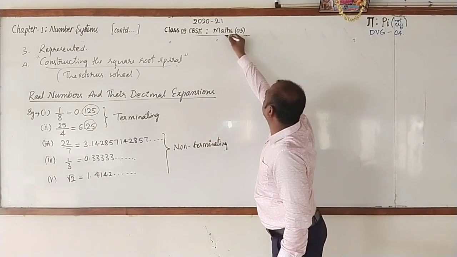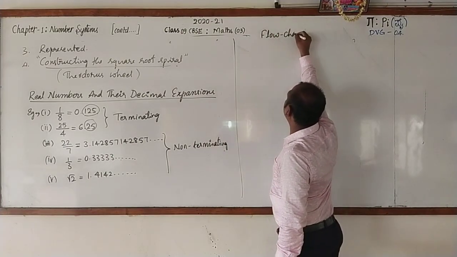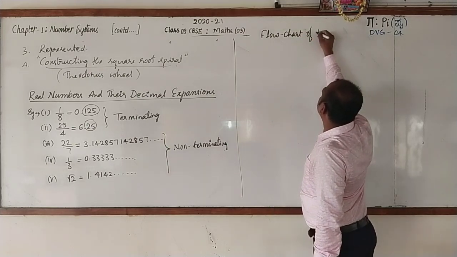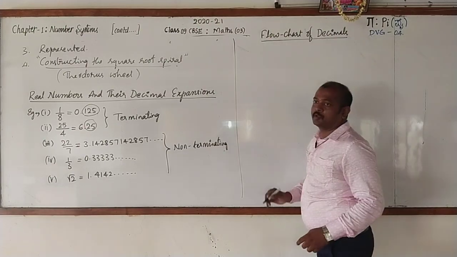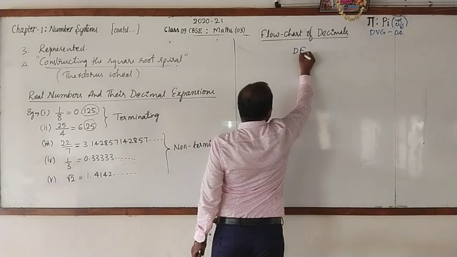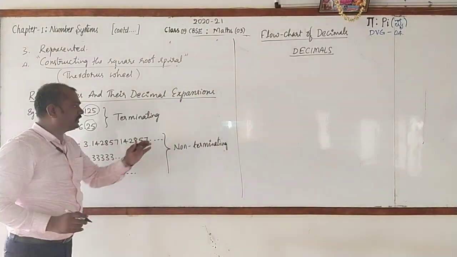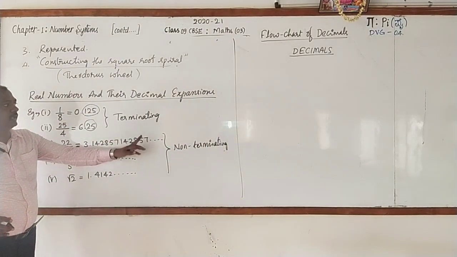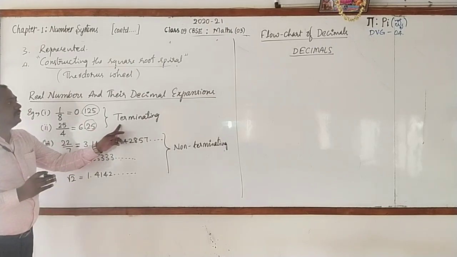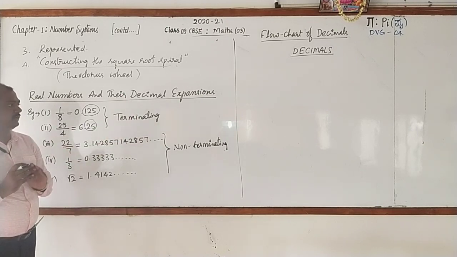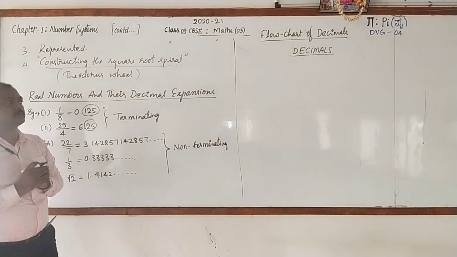Here I'll write the side heading: flow chart of decimals. Here I'll write decimals. In decimals, there are mainly two types. One is the decimal number with a countable number of digits, which is terminating decimal expansion. If there is no end at all, it is called non-terminating decimal expansion.